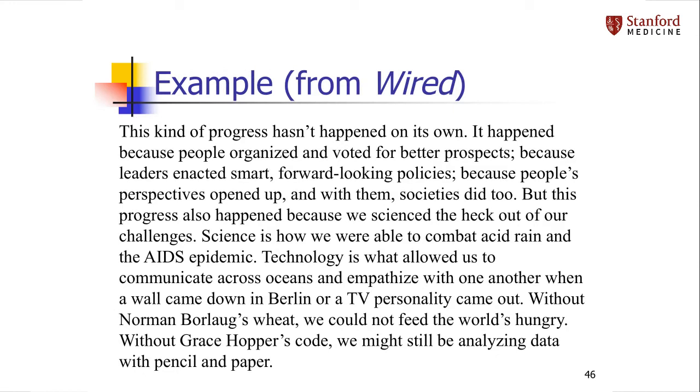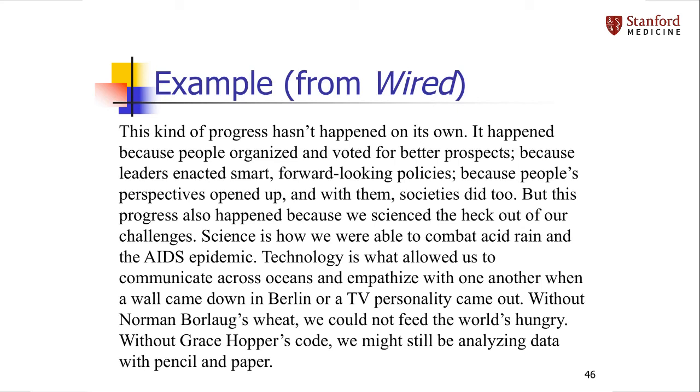Here's an example of a well-written paragraph. This comes from President Obama's editorial essay in Wired magazine that I mentioned in an earlier module. It says, "This kind of progress hasn't happened on its own. It happened because people organized and voted for better prospects, because leaders enacted smart, forward-looking policies, because people's perspectives opened up, and with them, societies did too.